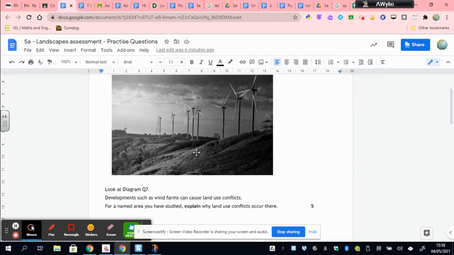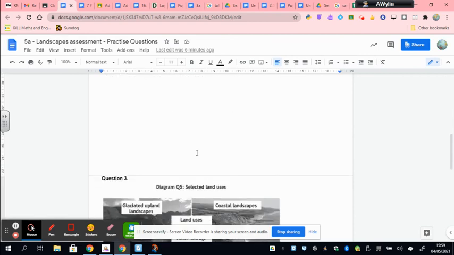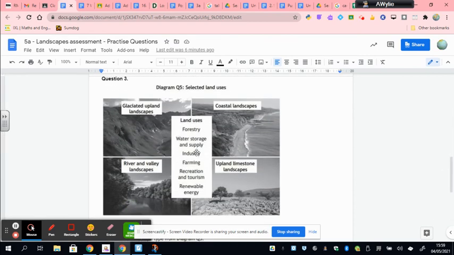Okay, let's have a look at the last question. Now, this is the one that's worth the most marks. It's a 6-mark question. Before we go into the question, let's just see what we've got. We've got 4 landscapes we're being introduced to, and we've got all of these land uses that happen in these landscapes. And you will have studied a range of these.